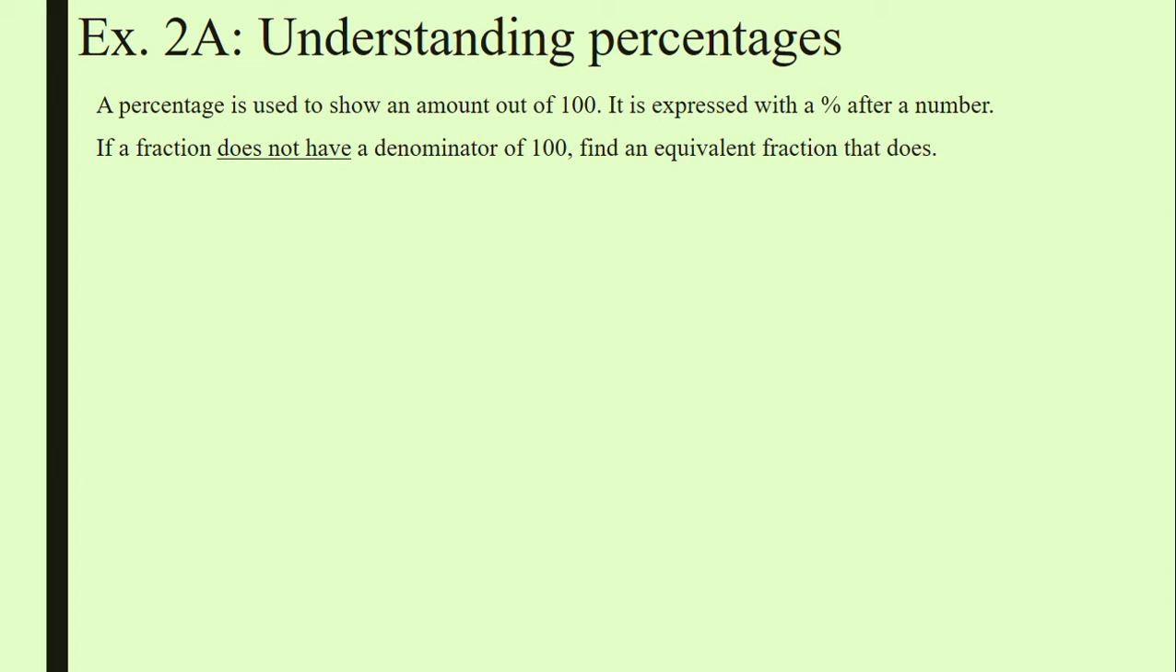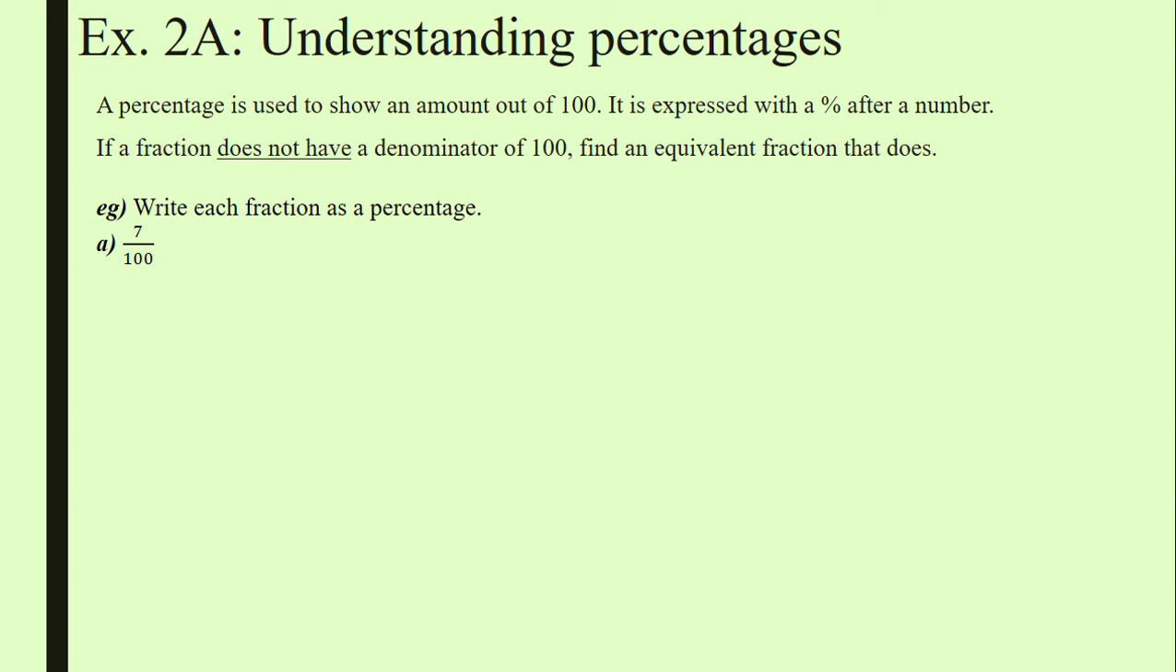So a percentage, just as review, shows an amount out of 100. So percent literally means per 100. Think there's 100 cents in a dollar, or 100 years in a century, okay? We express it with this symbol here, the little percentage symbol, and that indicates percent, okay? If a fraction does not have a denominator of 100, we need to find an equivalent fraction that does, or we can use division, as we did in our previous chapter with decimals. So I will review all three of those methods today, beginning with our first example.